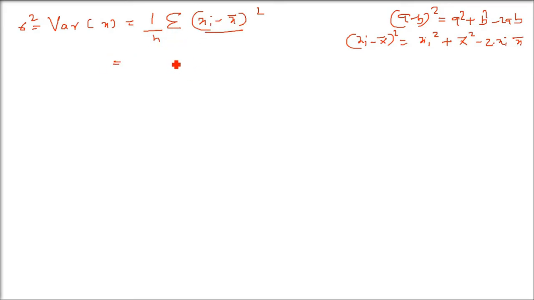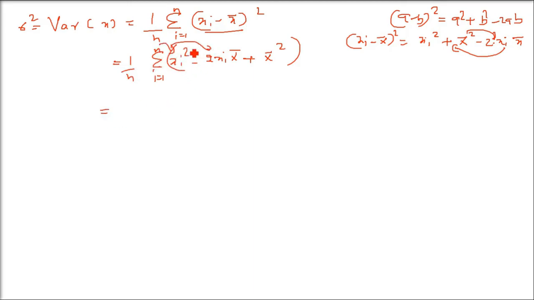So 1 by n, and then we expand this a minus b whole square. So xi whole square minus 2 xi x bar, I am just changing the positions here, and plus x bar whole square. Sigma is already there. So now let us apply this sigma to each and every element. Please remember, a constant value comes out of the sigma. 1 by n is already there. Now sigma, I am applying it with every element inside. First sigma is sigma xi whole square by n.